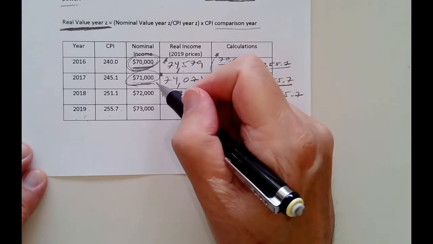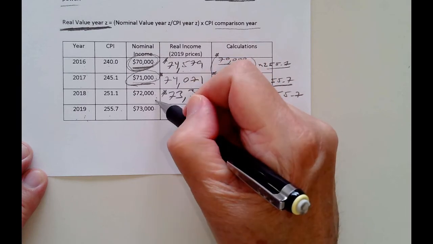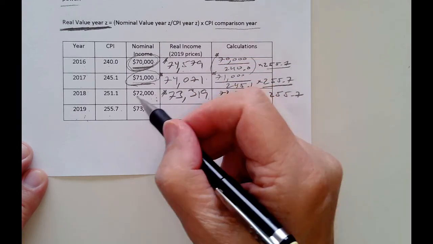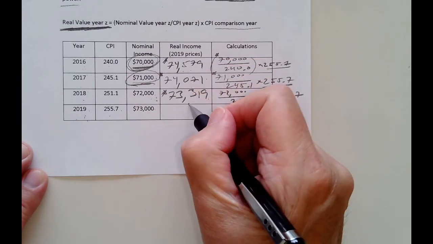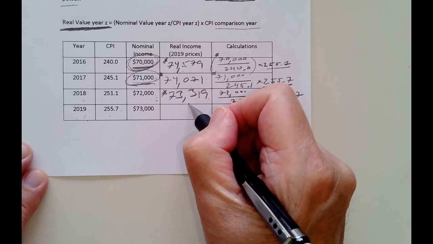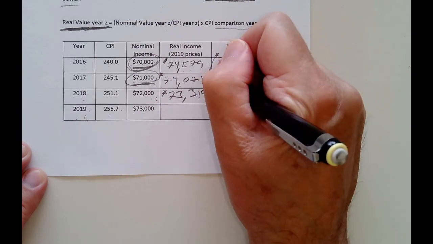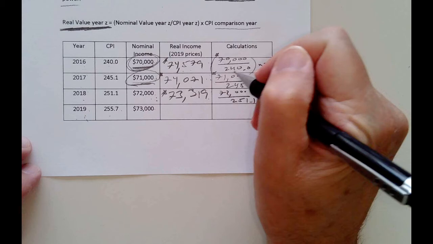So nominal value is going up, nominal pay is going up, real value is going down. So $72,000 in 2018 can buy as much as $73,319 in 2019. So you can see in real terms, the person is going down.